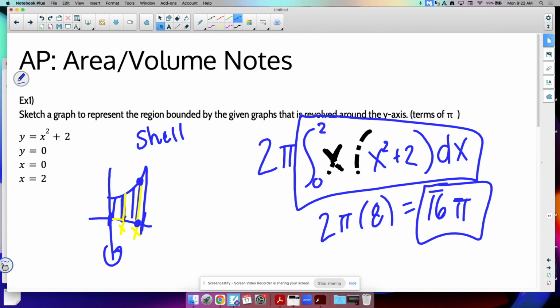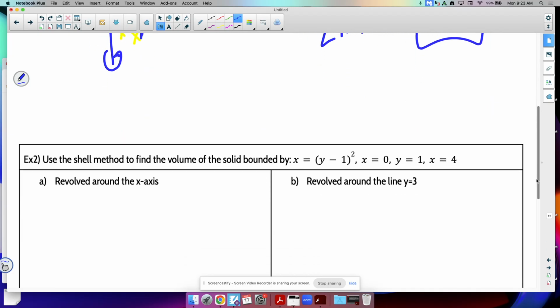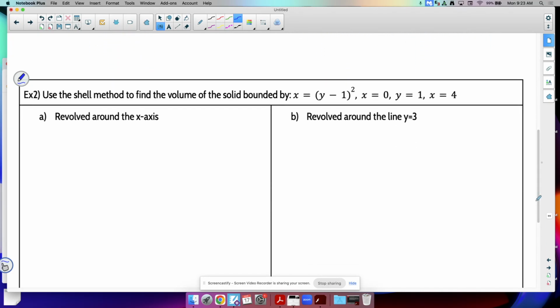I don't know if you noticed that some of my answer keys have two different answers, because it says shell for one of them. Shell is just a different way of doing it. Honestly, the only time you should probably be using shells is if it saves you from rewriting the equation in a form that you are not given. Okay, use the shell method.